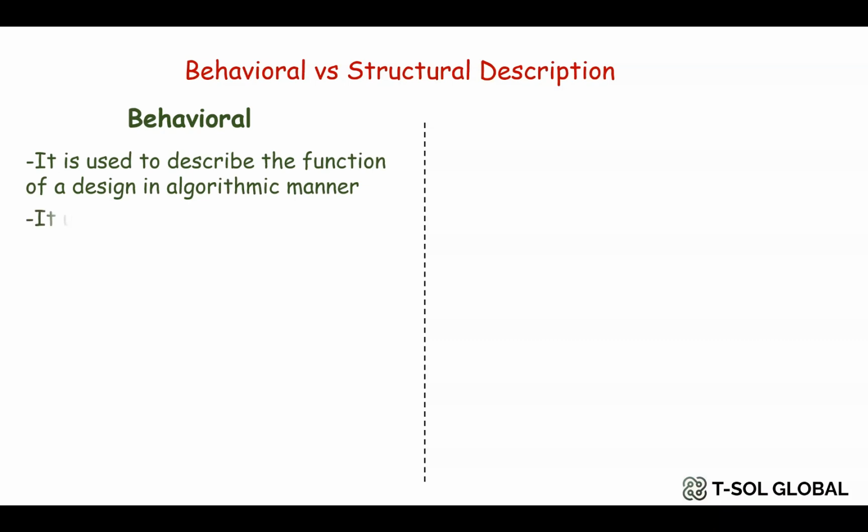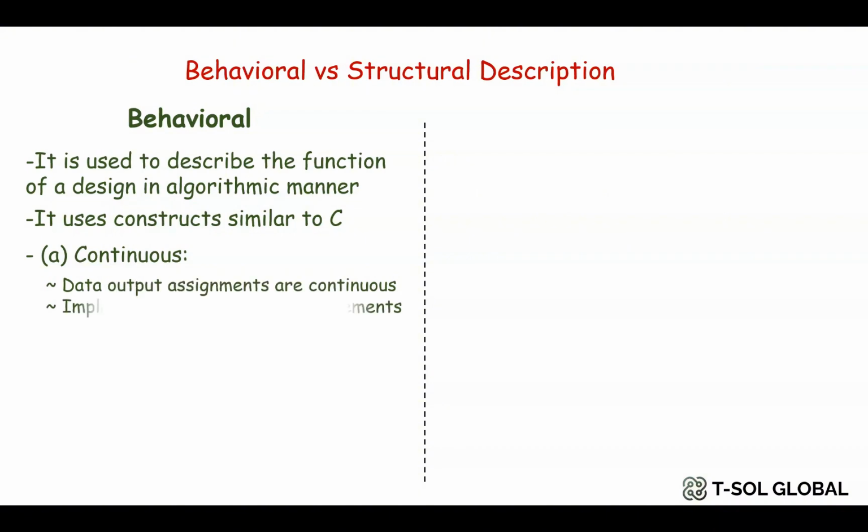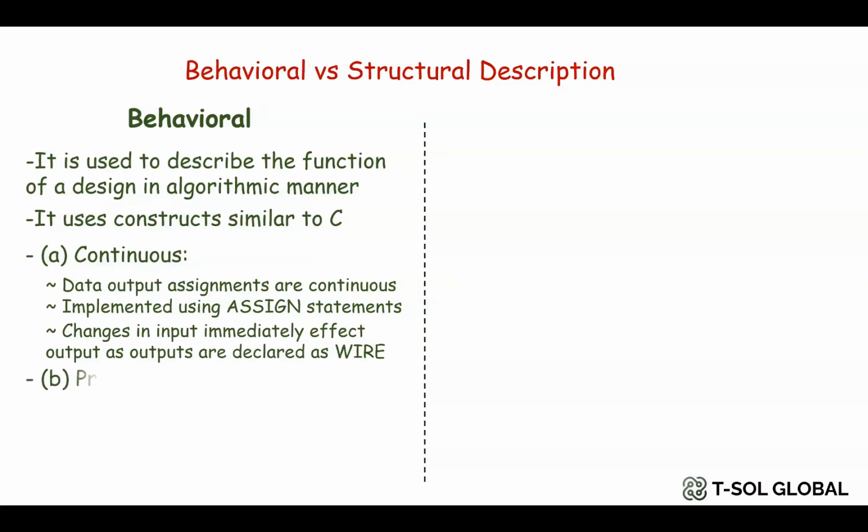Verilog can be written as behavioral or structural description. Behavioral description is mainly used to describe the function of a design in algorithmic manner, which is similar to C language. Again, behavioral description can be written as continuous or procedural.